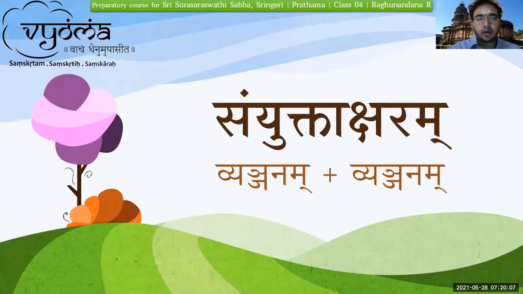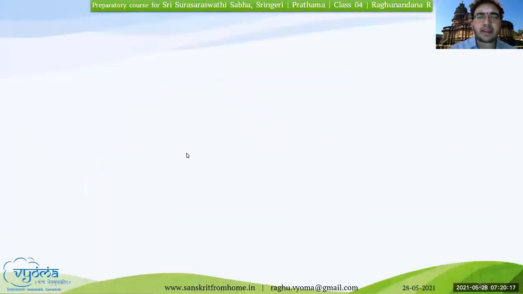Samyuktaksharam in the regional languages is also called as Vattakshara, and other names are there. So it's a Vyanjanam plus a Vyanjanam. We'll try to learn this in a different way, where we'll see a few examples and we'll try to understand how this Samyuktaksharam is coming up and how to write them as well.